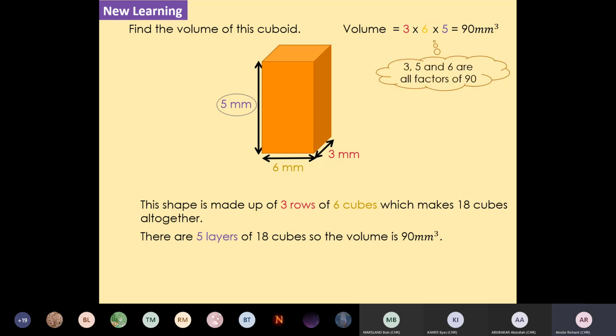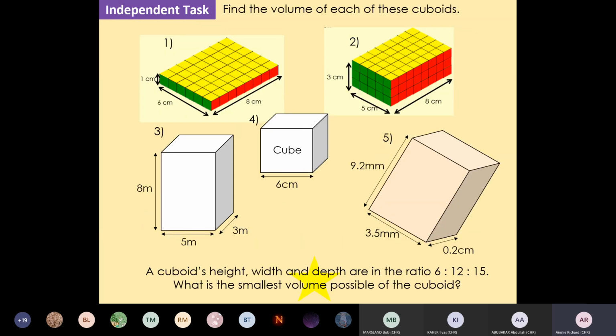And again, 3 and 5 are going to be factors of our final answer. So again, as another independent task, I'd like you to have a go. Do as many as you can in 5 minutes, and I will time it for 5 minutes. If you have any questions about this towards the end, remember you can ask your teachers through Satchel.